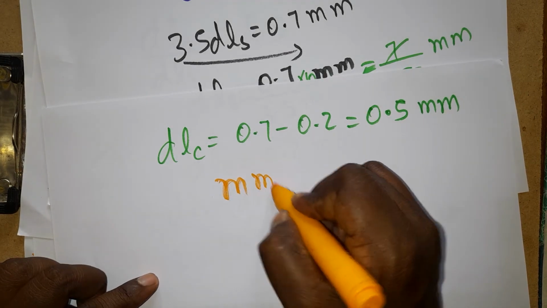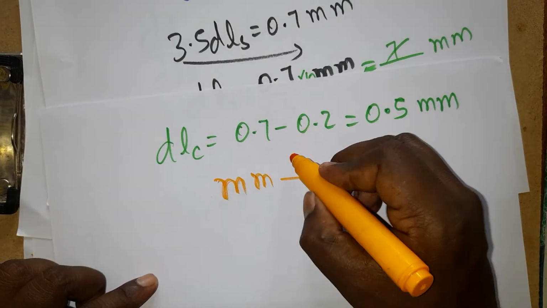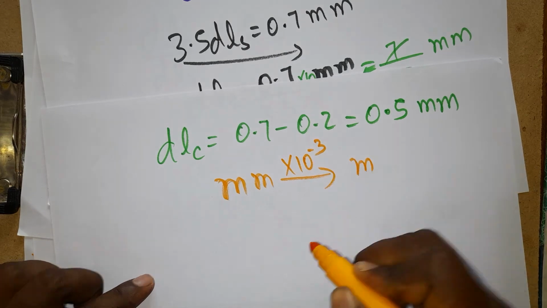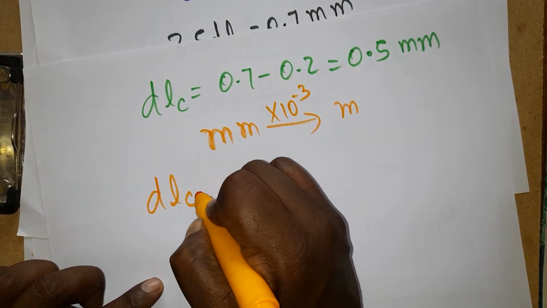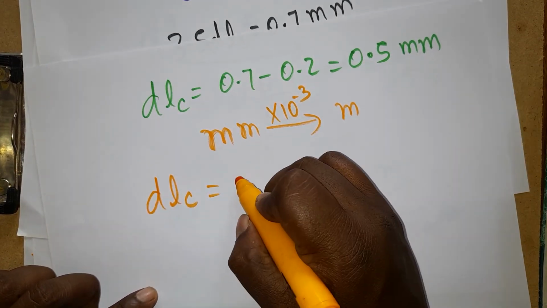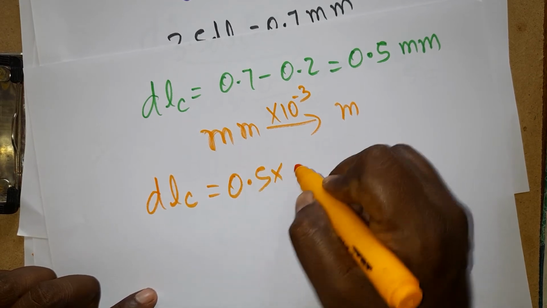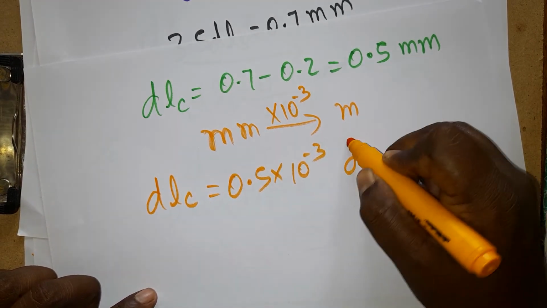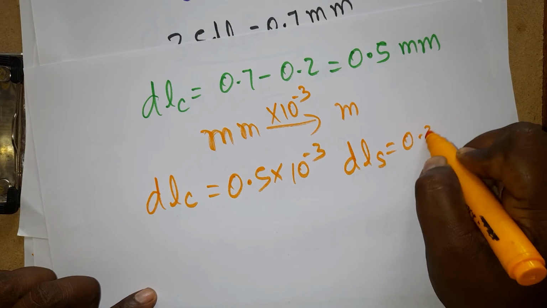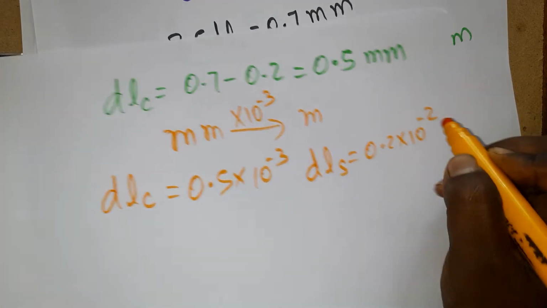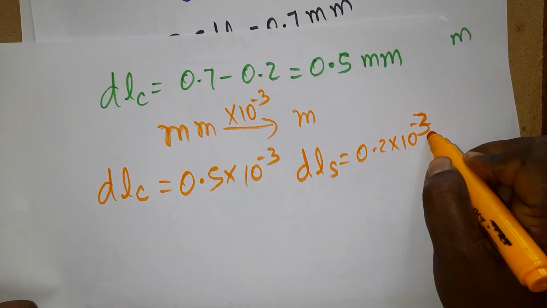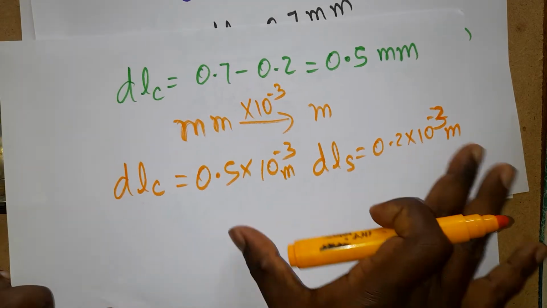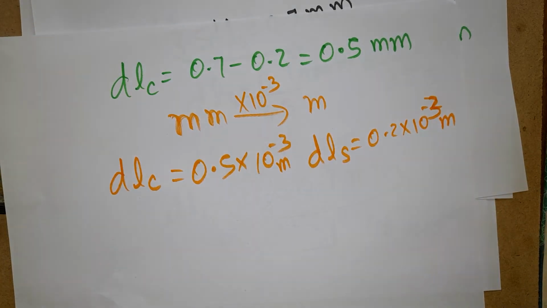If you want to convert millimeter to the meter, just multiply by 10 power minus 3. So changing length of copper wire is equal to 0.5 into 10 power minus 3. Changing length of steel wire is going to be 0.2 into 10 power minus 3 meter. Okay, both we got. If you add these 2, we will get 0.7. Okay, the ratio of these 2 is 2.5, which we already calculated.